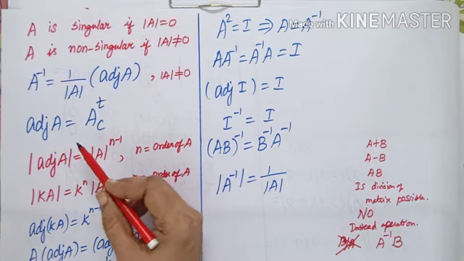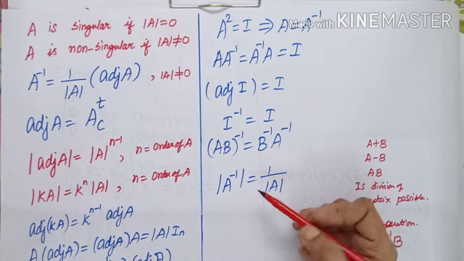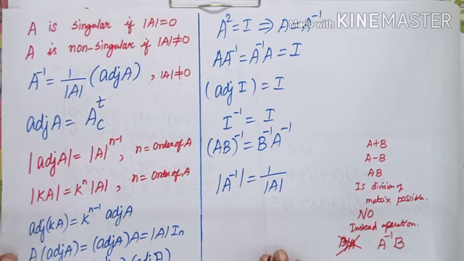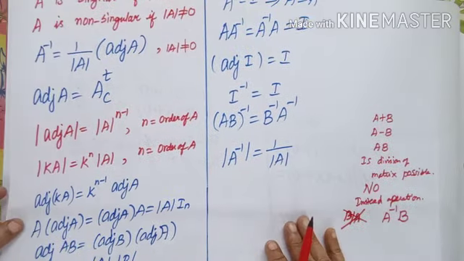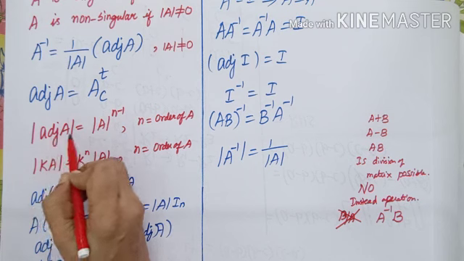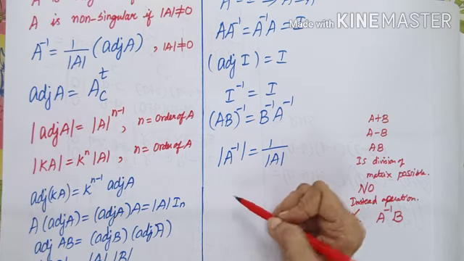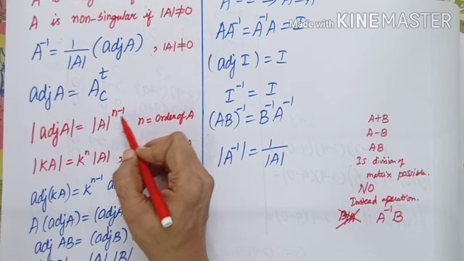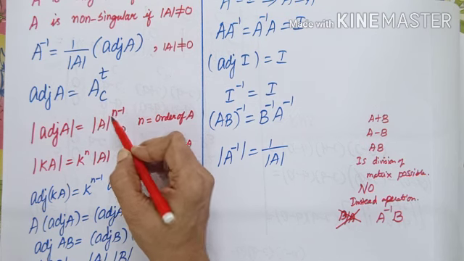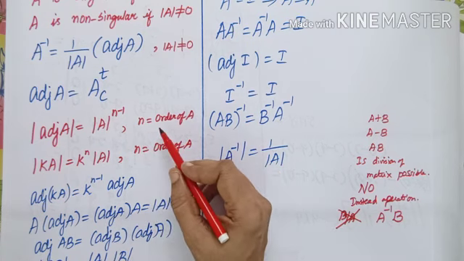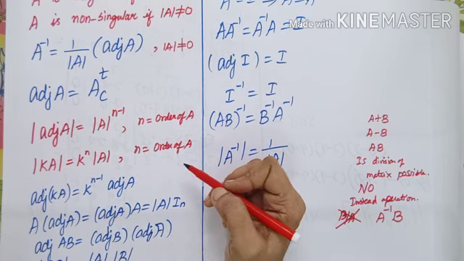What are some properties of adjoint? Now these are important for one-word answers. Most of the objective questions come under this formula. Determinant of adjoint A is determinant of A the whole power n minus 1, where n is the number of rows or columns in A. N is the order of A, we say.